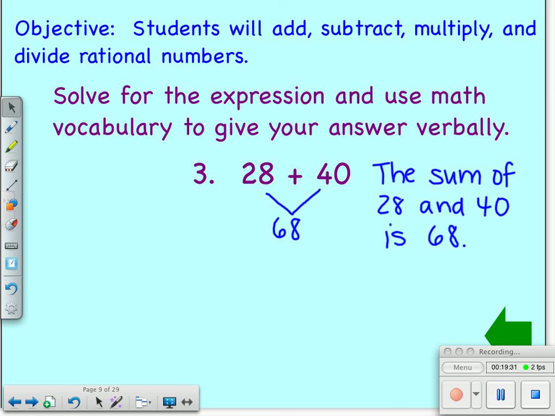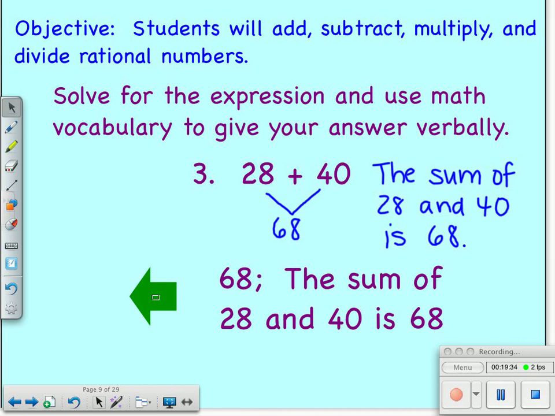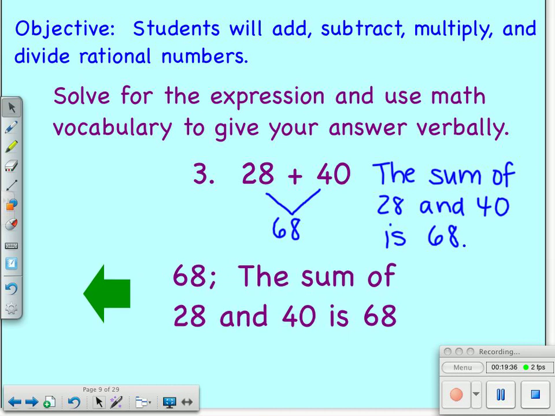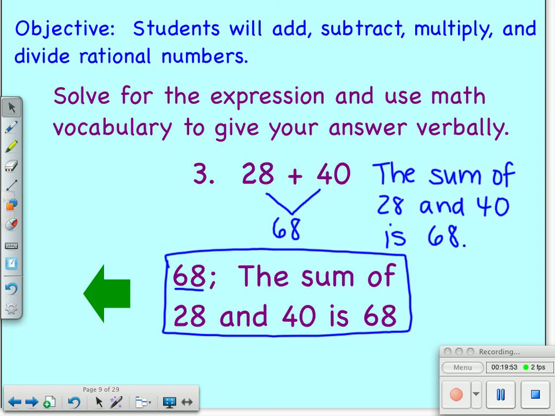Let's check our answer, see if we got that one right. So the answer is 68. That's the value. And then the words are, the sum of 28 and 40 is 68. So make sure you have all of this written down. Make sure your answer is boxed again. Always boxing your work. And then we'll move on to number 4.